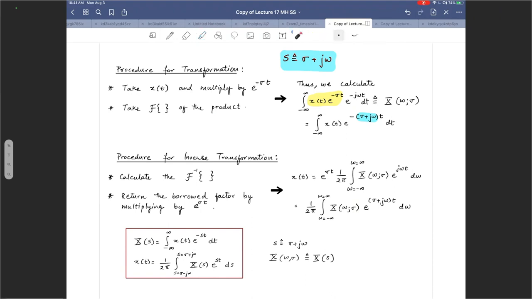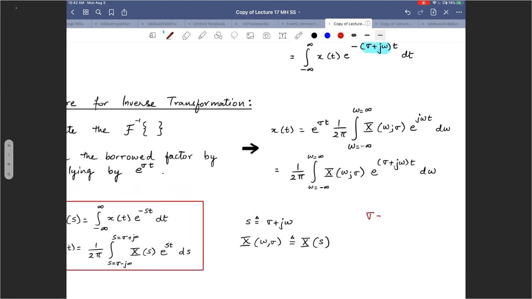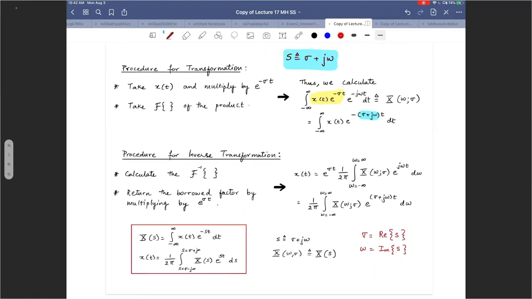That will give us this first identity in the red box here. Cap X of s, the two-sided Laplace transform of x of t, is the integral from negative infinity to infinity of x of t e to the minus st dt, where s is defined as sigma plus j omega. Sigma is the real part of s, and omega is the imaginary part of s, where s is this complex frequency variable.